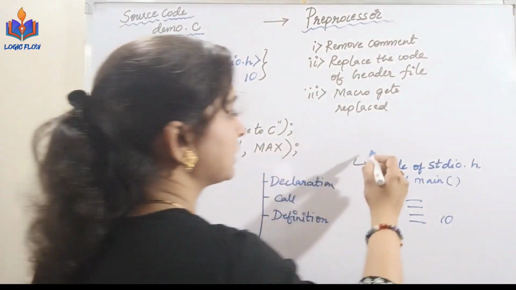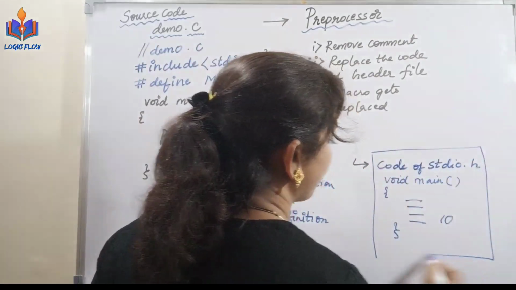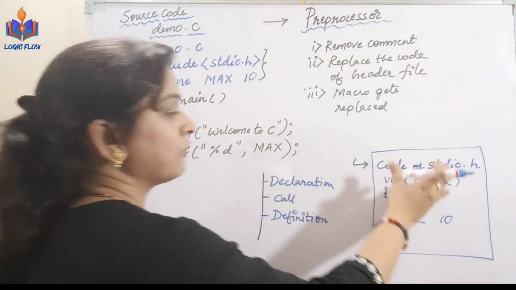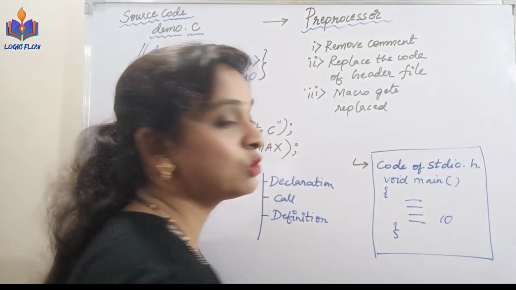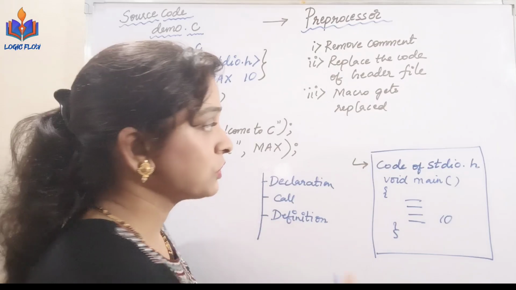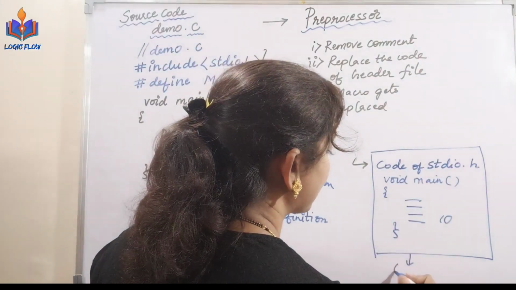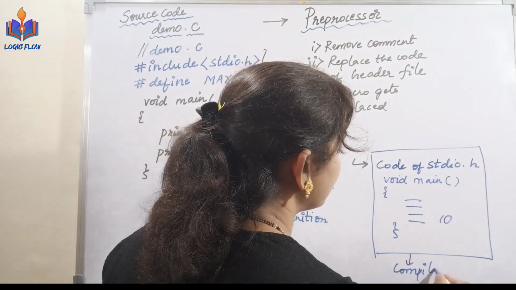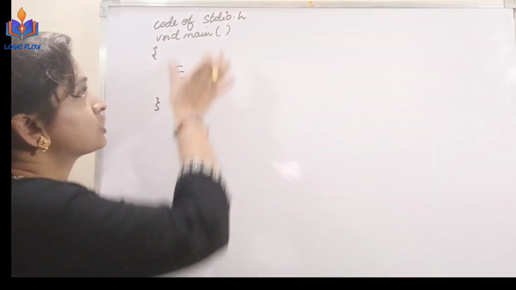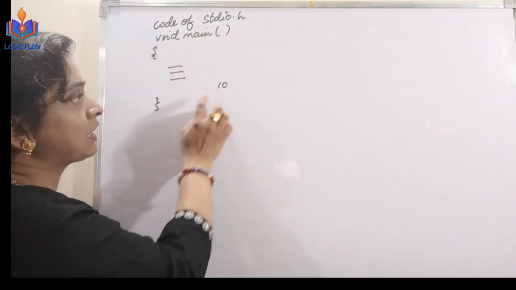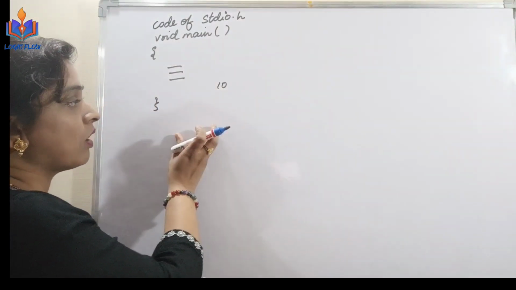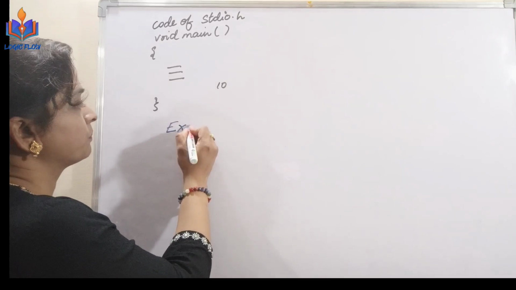And then this output that we have got: the code of the header file, that is the built-in function, then the complete main program and the macro values filled. This code is given to the compiler. So this is the outcome of the preprocessor. We have the code of stdio, we have the main, and we have the macro value replaced. Now this code we call the expanded code.